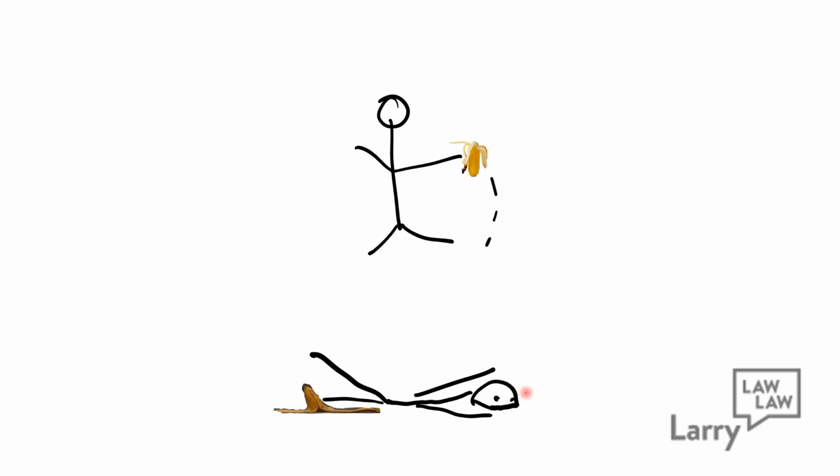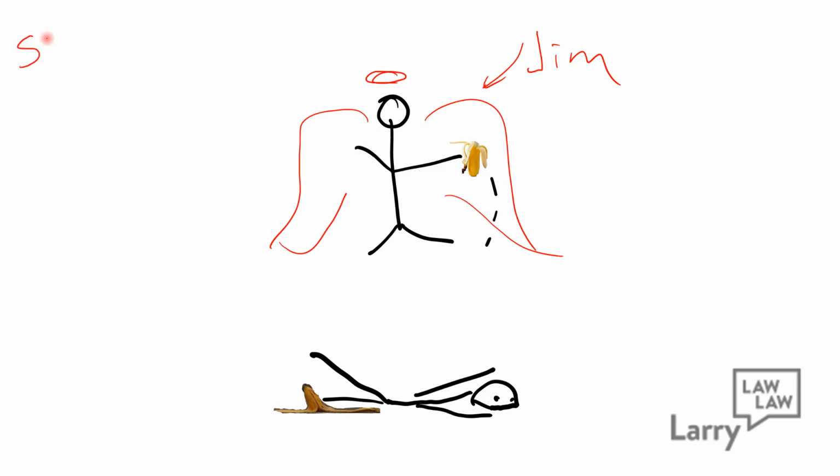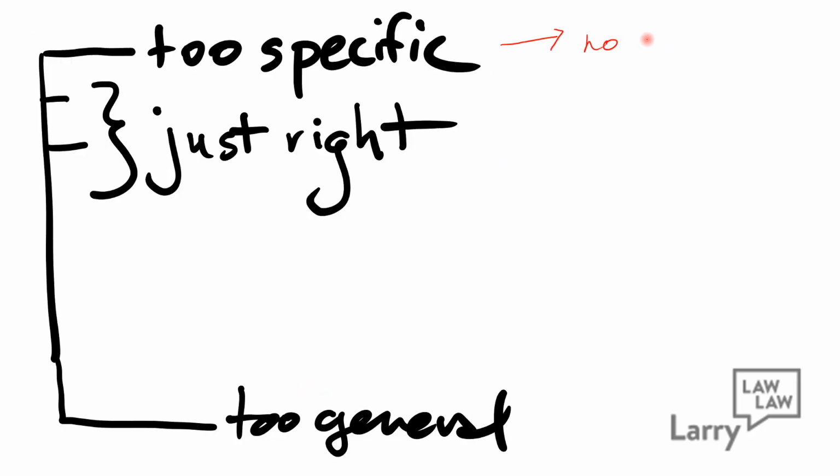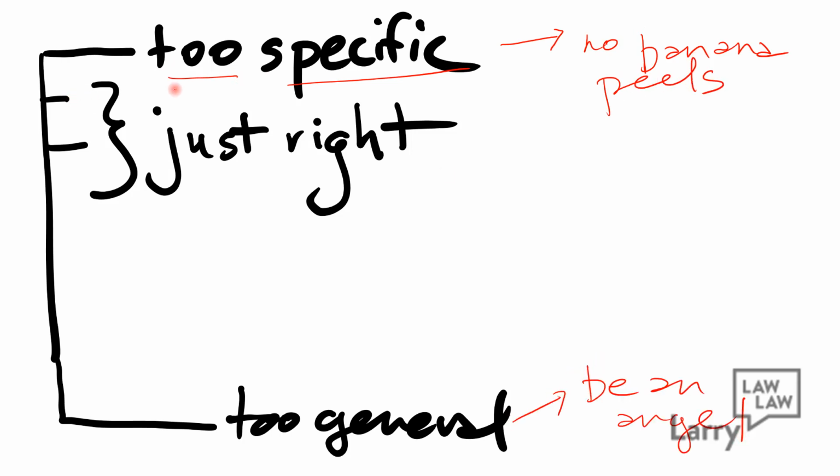If that's too specific, then maybe Bob thinks to himself, aha, let's just impose this kind of general standard, this super general standard, be an angel at all times. Well, this is ridiculous. It's not specific enough as a guide to behavior. This is way too general. So if this is too specific, this is no banana peels, and this is too general, we are looking for something that's here. It's pretty close to specific. It doesn't pretend to be a super general guide to behavior. It's behavior that would guide the specific action that caused the harm.